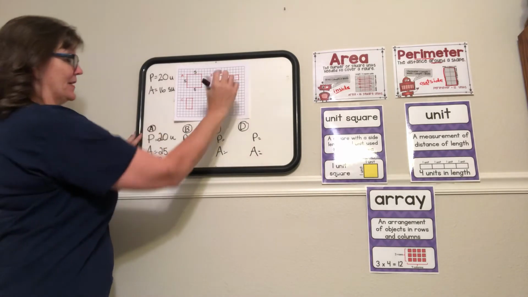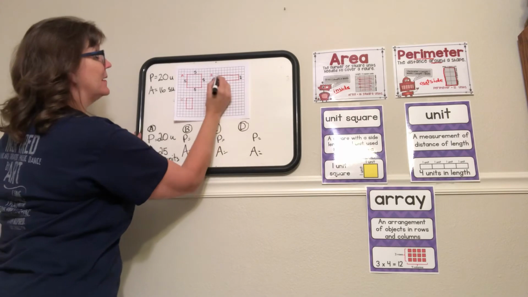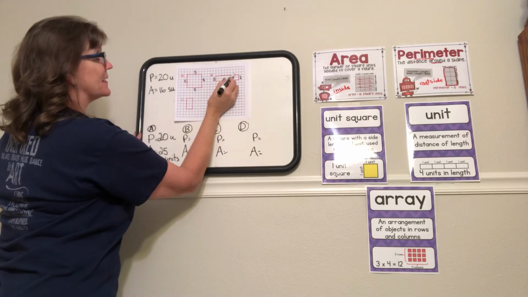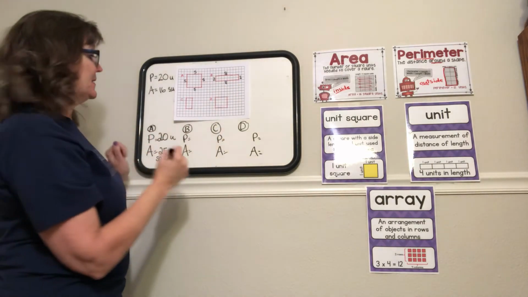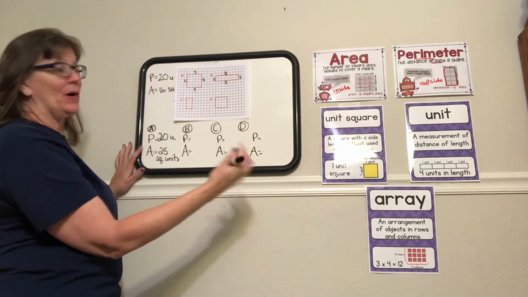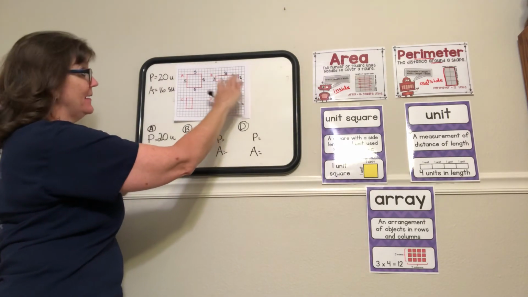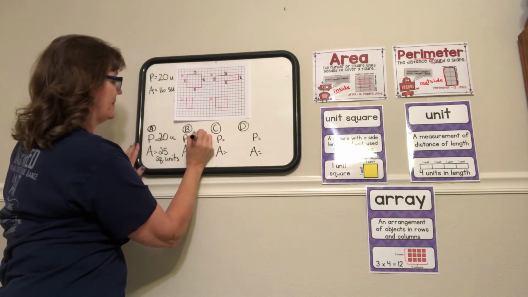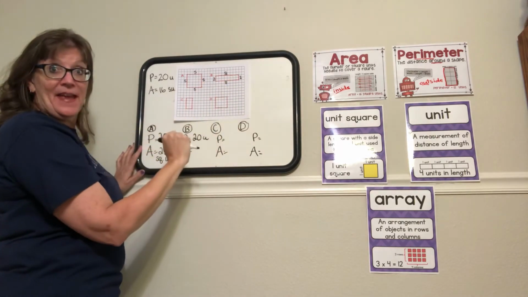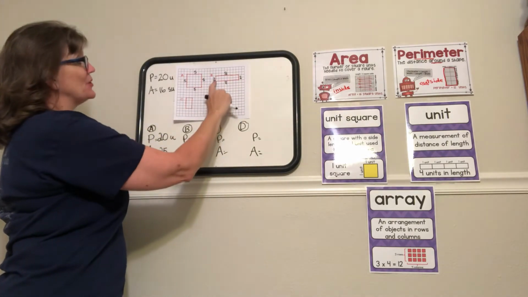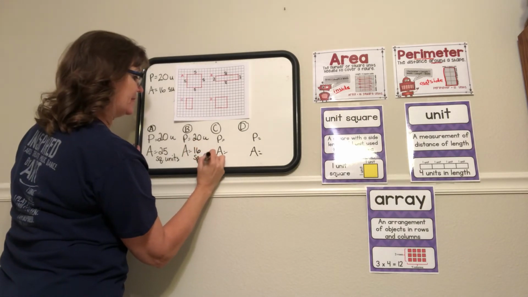Here I have a long rectangle. I have 2 on this side, so I know it has to be 2 on this side as well. 1, 2, 3, 4, 5, 6, 7, 8. 8 on the top, so it's 8 on the bottom. To find perimeter, I add up all the sides. 2 plus 8 is 10. Another 2 plus 8 is 10. 10 plus 10 is 20. I multiply the length times the width to find the area. 2 times 8 is 16 square units.